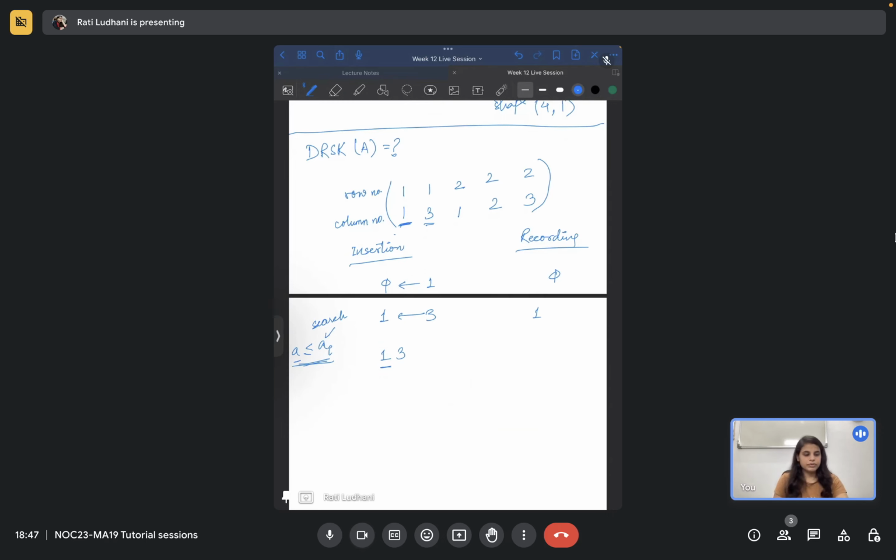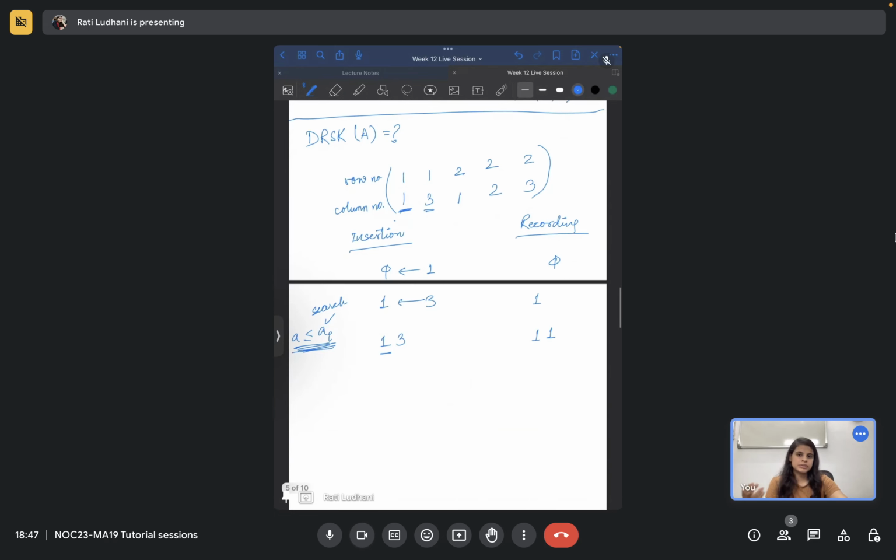If this condition does not hold, you will insert it in the row, right? So you'll get 1 3, and now corresponding to that you get 1 1. So right now this is the same as we did in the RSK thing. Let's see the next one. So you're inserting 1. So you have 1 3.